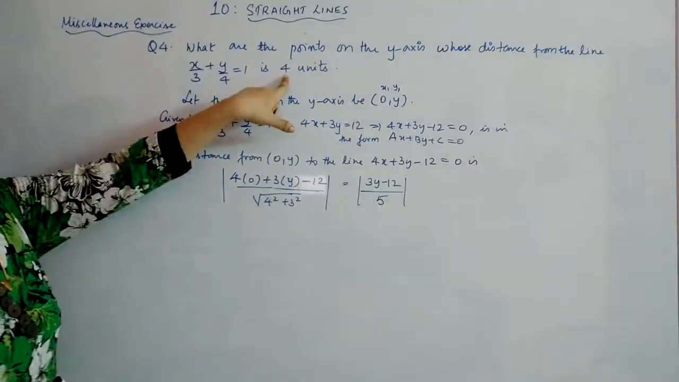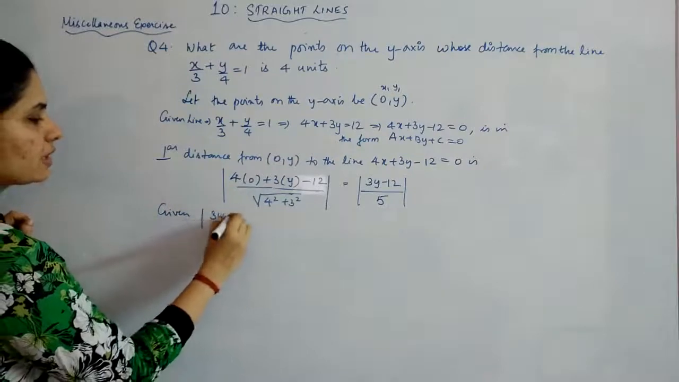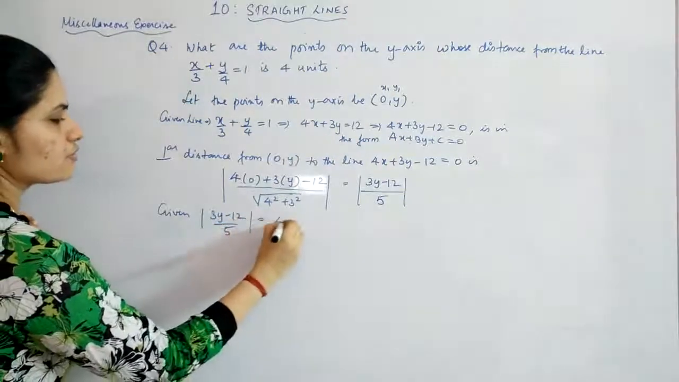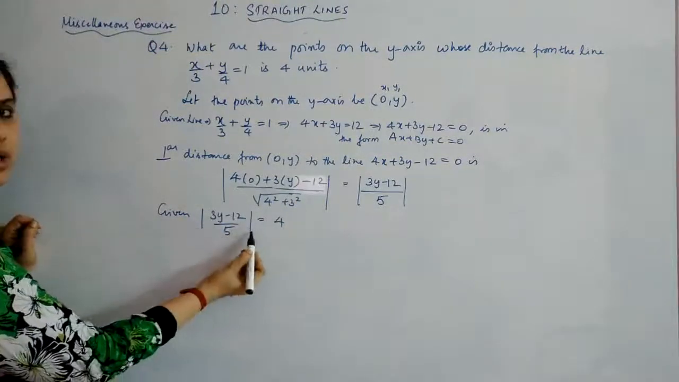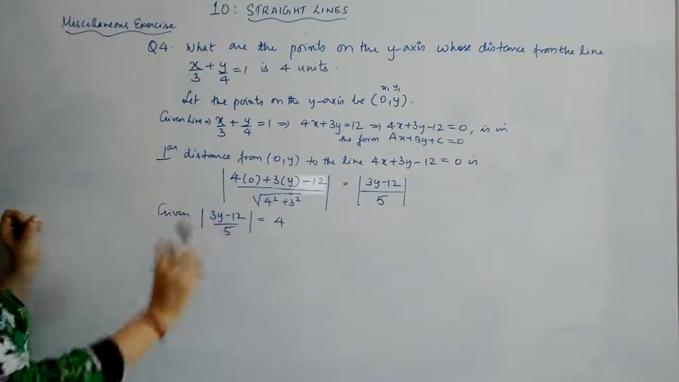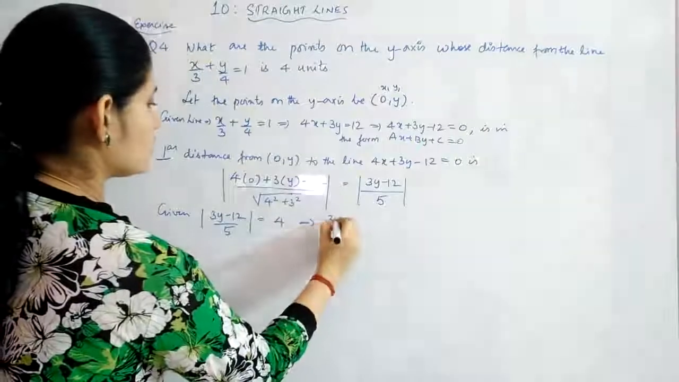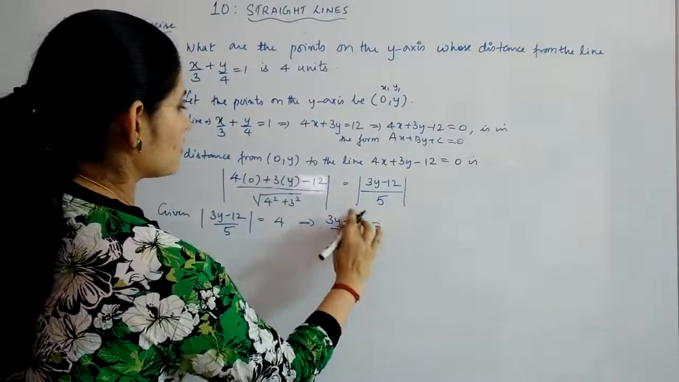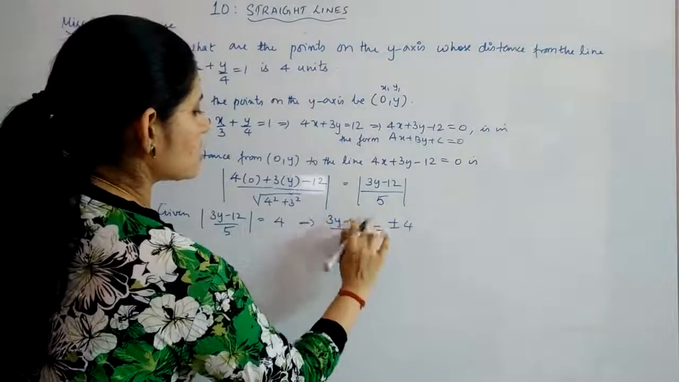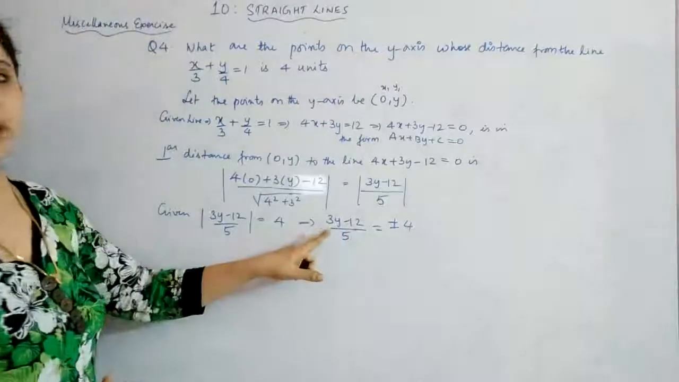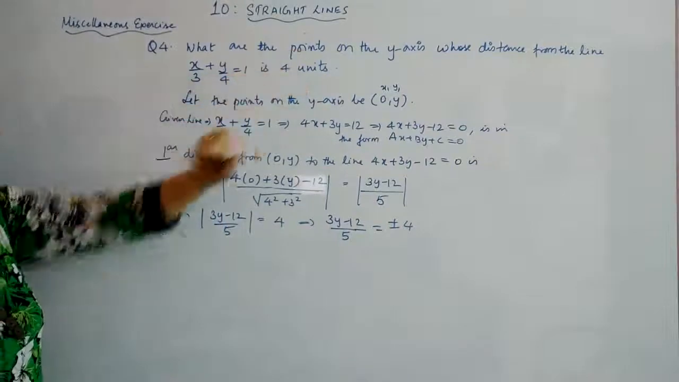Now that is given to be 4 in the question. So mod of 3y minus 12 divided by 5 is equal to 4. Now in order to solve this, we will remove the modulus sign. Removing the modulus sign will give you a plus or minus sign on one of the sides. So we are rewriting this as 3y minus 12 by 5 is the same as plus or minus 4, taking that plus or minus sign on the right hand side. Now we have two equations, so you will get two values of y, and so 2 points also.